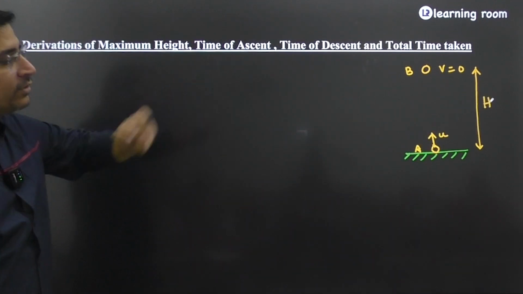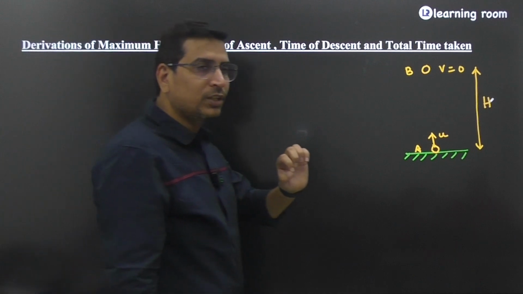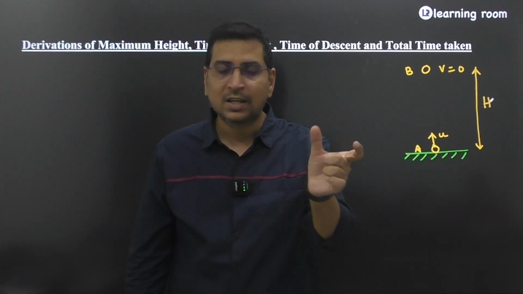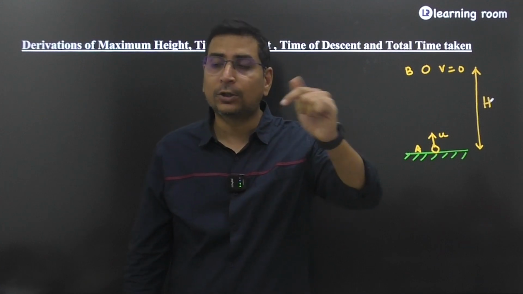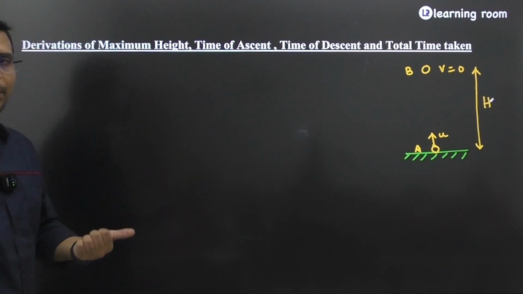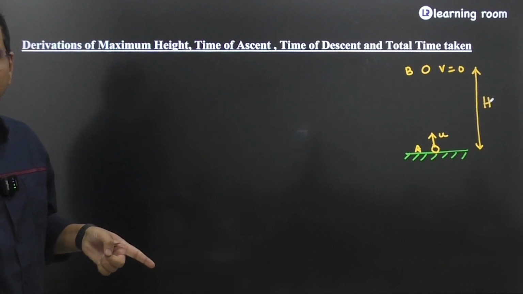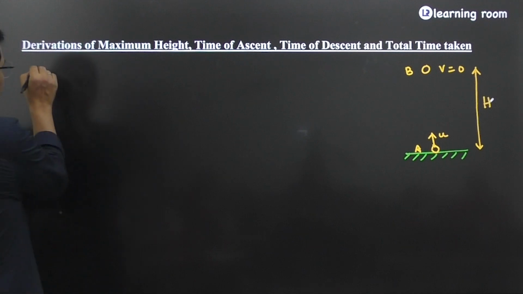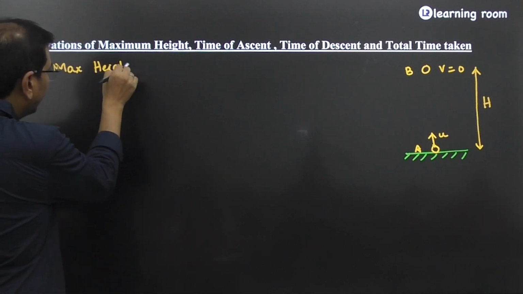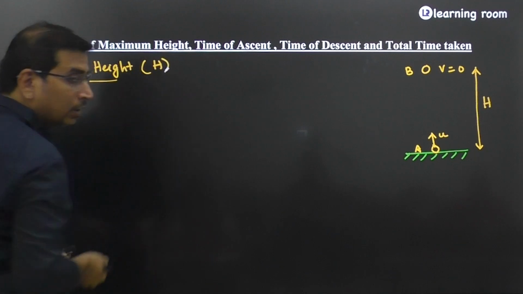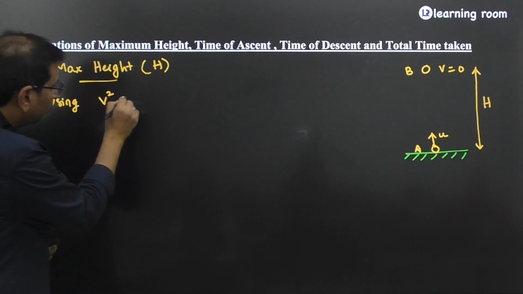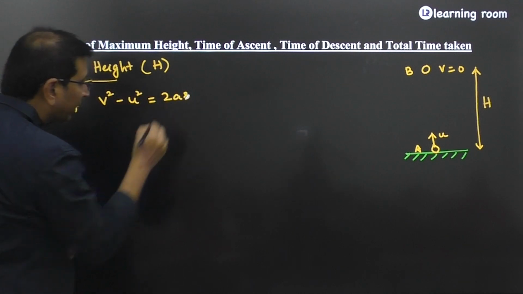So since velocity at that point becomes zero, you can either use the equation v is equal to u plus at or v square minus u square is equal to 2as, because these are the two expressions which have final velocity and initial velocity involved. Right? But I will not use v is equal to u plus at because I'm not interested in time at this point. I'm interested in maximum height. So first, for maximum height, that is h, what equation are we using? Using v square minus u square is equal to 2as.